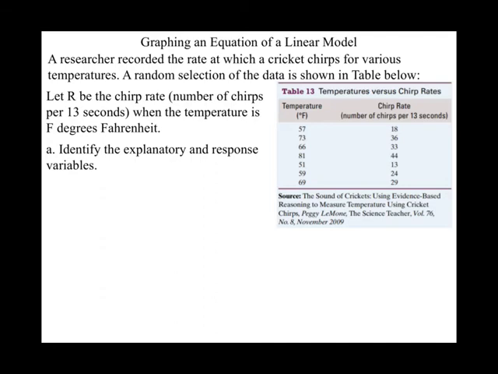Okay, graphing an equation of a linear model. A researcher recorded the weights at which a cracker traps for various temperatures. A random selection of the data is shown in the table below. Let R be the trap's weight, the number of traps per 13 seconds, when the temperature is F degrees Fahrenheit. Identify the explanatory and the response variable.